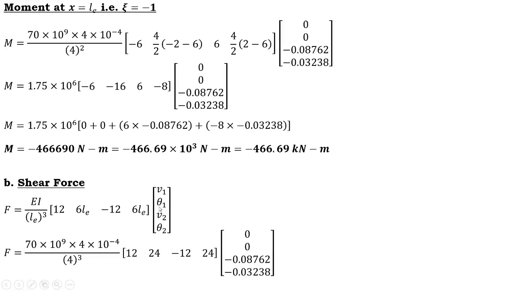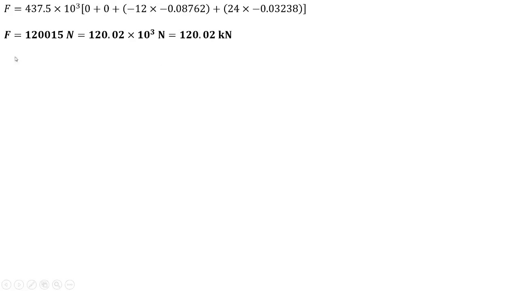So here I need to substitute once again the displacement values. Then I need to substitute the length of the element. So then EI divided by Le cubed, these are the values I need to substitute. Then I'll get the shear force, and that shear force is 120 kilonewton. So this is the value of the shear force. So I have calculated the second parameter, that is the moment and the shear force.